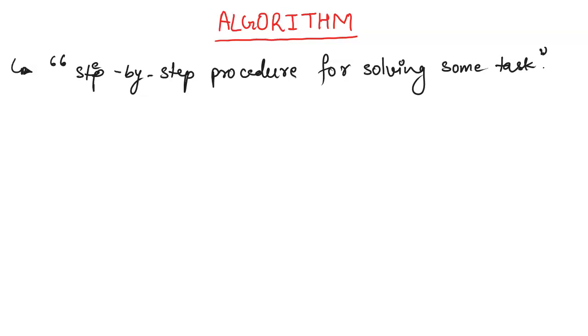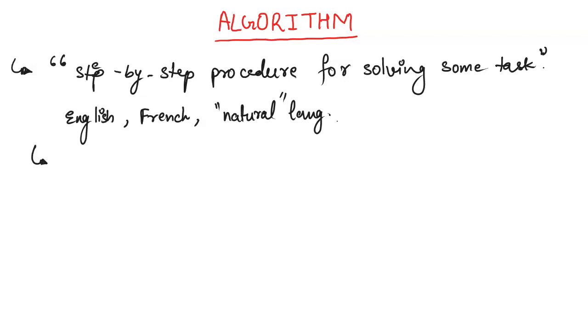Now, an algorithm can be given in many ways. For example, it can be written down in English, or in French, or in any other natural language. So this can be written in any language. However, we are interested in algorithms which have been precisely specified using an appropriate mathematical formulation such as a programming language.